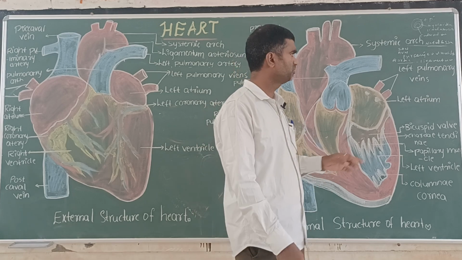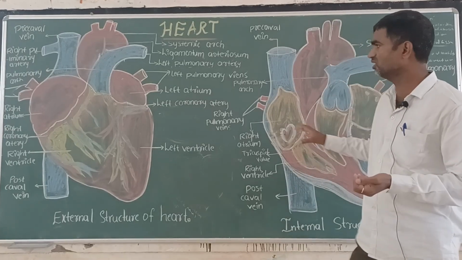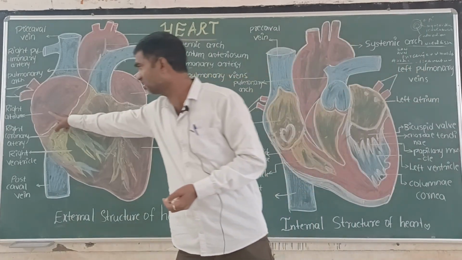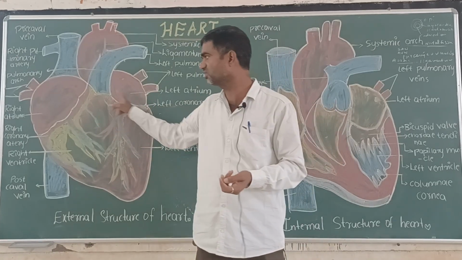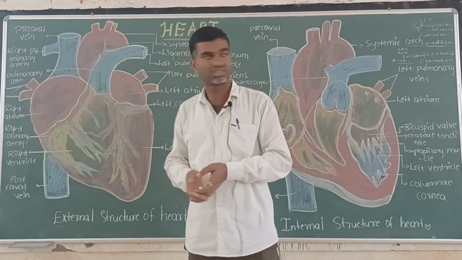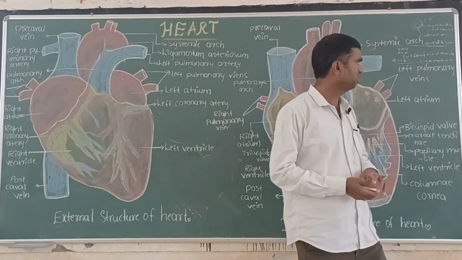Okay, so see here the atria. If you see the structure of the atria, this is the right atrium and this is the left atrium. The right atrium and left atrium are present, right? So if you see the atria, they contain an atrial septum.